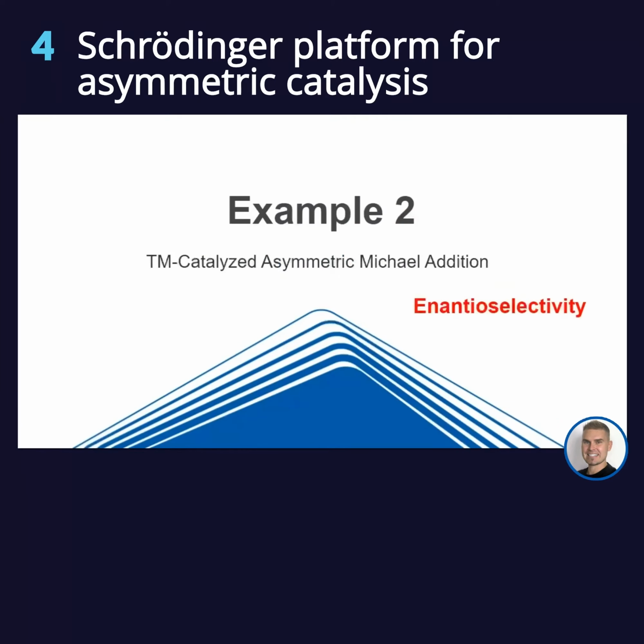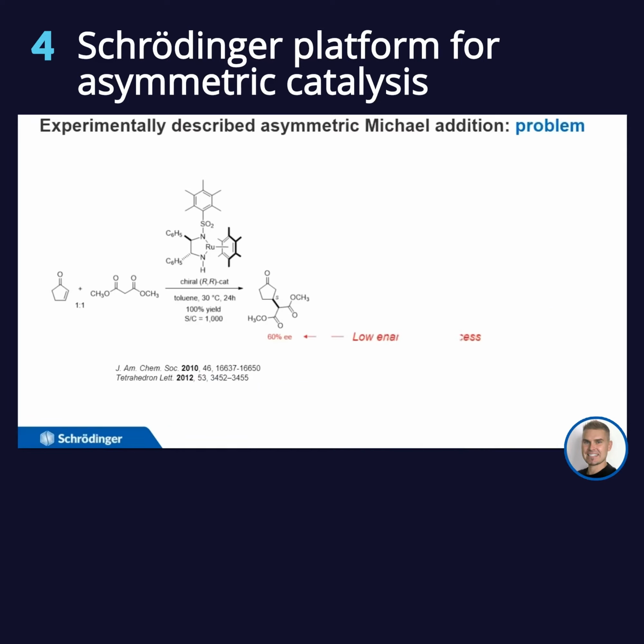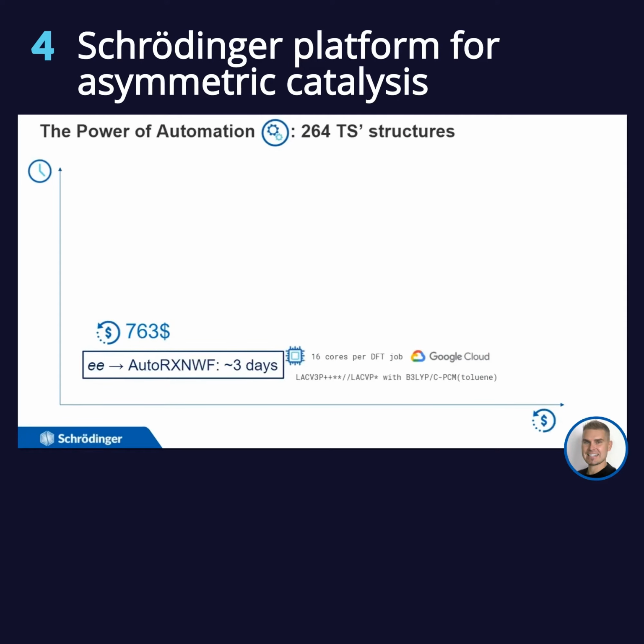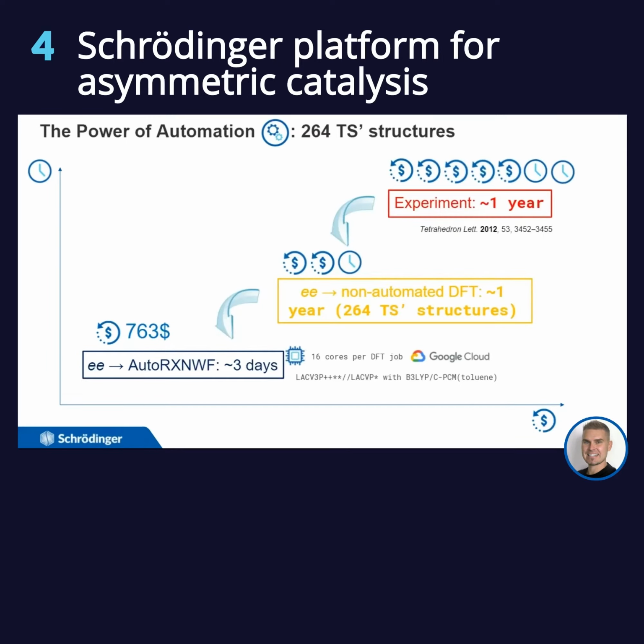Example 2 is relevant to transition metal catalysis. Here is our reaction of interest, and what we want to do is to maximize this percent EE. To re-emphasize, the power of automation is amazing. It takes around 3 days with the auto-reaction workflow, whereas it would likely take 1 year to do everything with a non-automated DFT approach, or do everything experimentally.